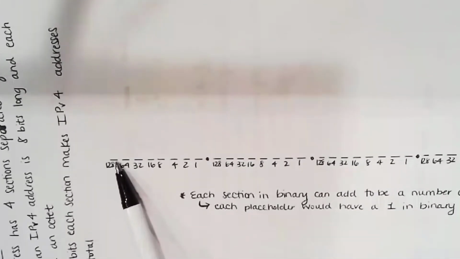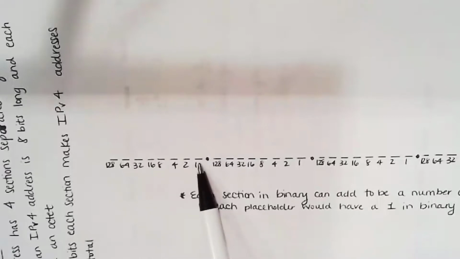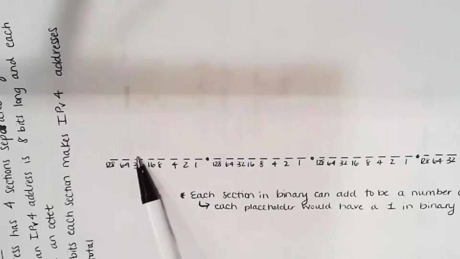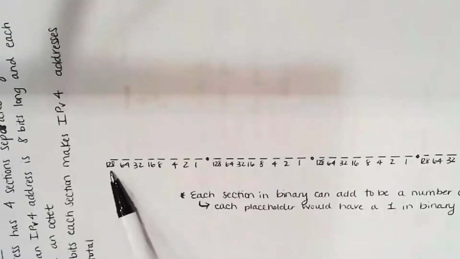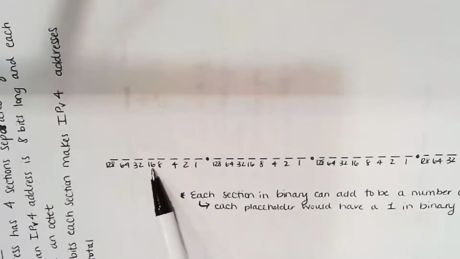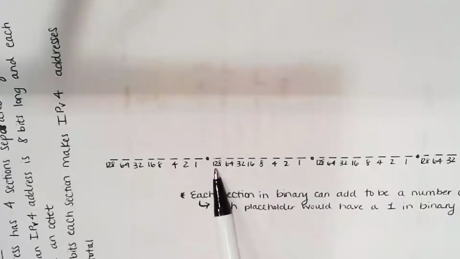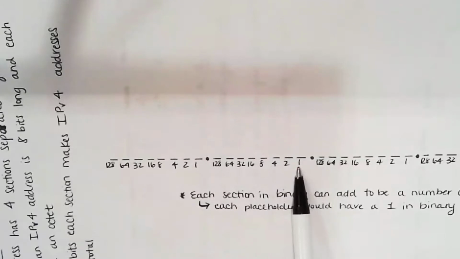Each section has 8 placeholders here, or 8 bits. So each one of these can be a 0 or a 1 in computer language, right? And these values at the bottom are always the same. So it goes 128, 64, 32, 16, 8, 4, 2, and 1. All right, if you notice, it halves every time and it starts over in every section. So 128, half of that is 64, half of that is 32, half of that is 16, half of that is 8, half of that is 4, half of that is 2, half of that is 1. Then it does that repeatedly all the way down.